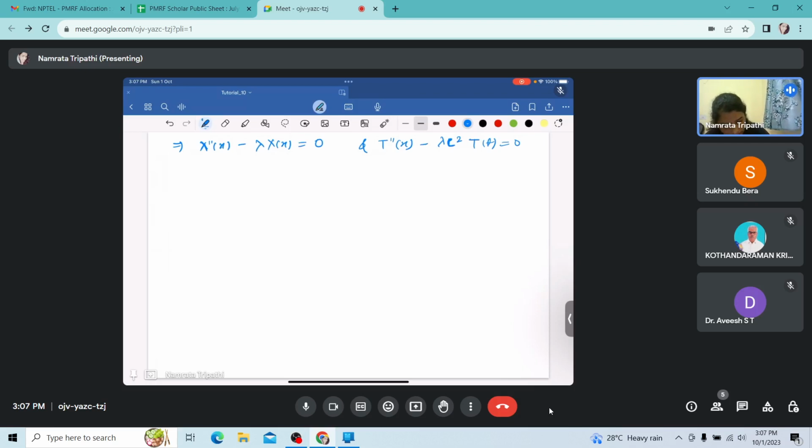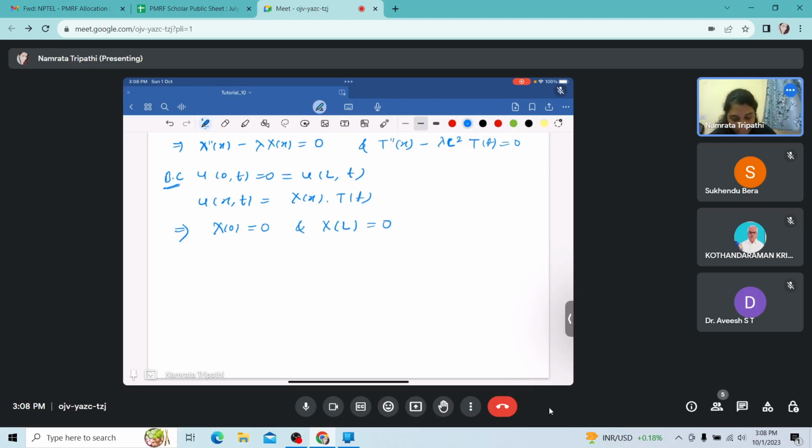The given boundary conditions are u(0,t) is equal to 0 and u(l,t) is 0, and we have considered u(x,t) as X(x) into T(t). From here, if you use these boundary conditions, then you will get X(0) and X(l) equal to 0. Fine. Is there any doubt till now? No, ma'am.